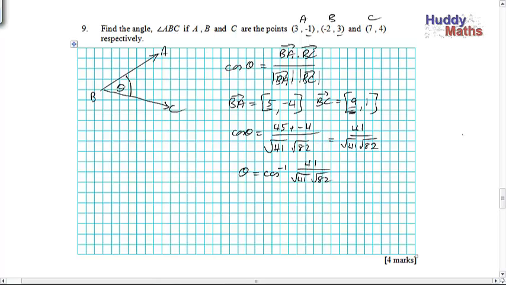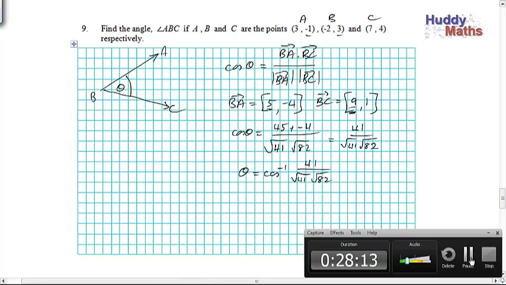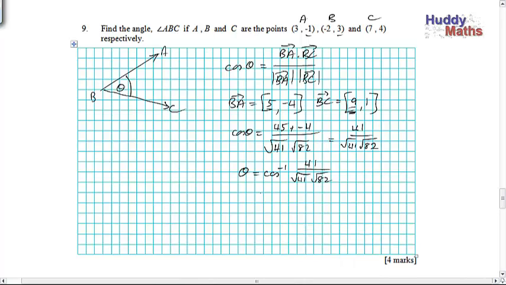Okay, so check the numbers there. Do you agree with that? And what we must do now is use a calculator. So on the calculator we get 45 degrees. Okay, let's have a look at the mark scheme for that.